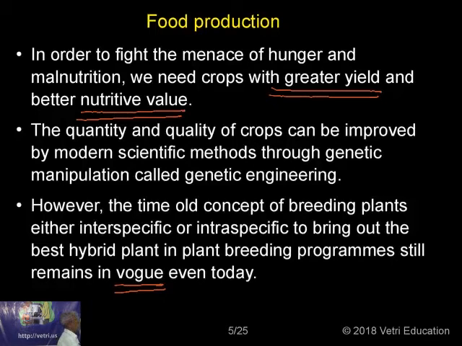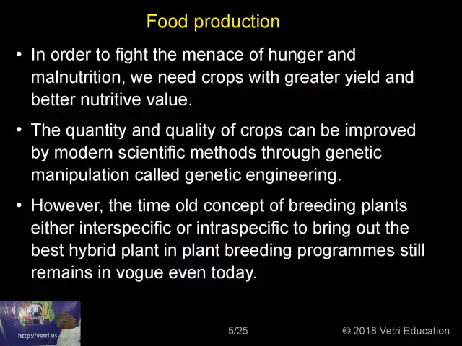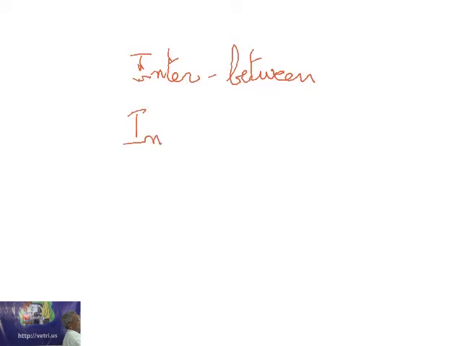First, I will explain this point on interspecific and intraspecific. Then I will come to why it is vague. So, we have mentioned that we have to conduct an interspecific cross and intraspecific cross, all these things. So, what is an interspecific cross? When you make a cross between the two species, see, in Latin, inter means between. Intra means within.